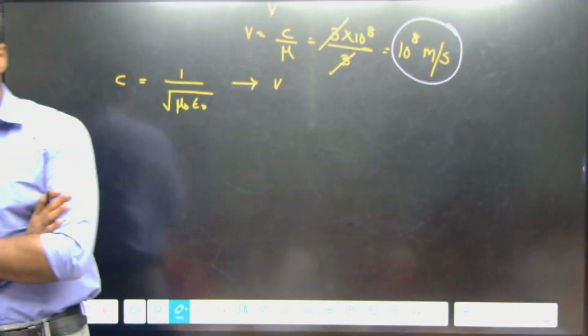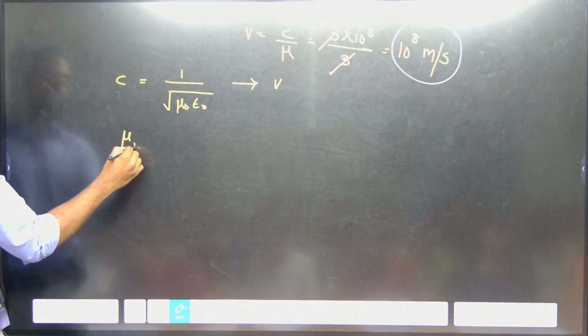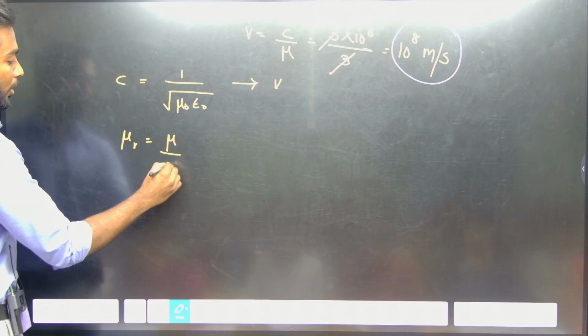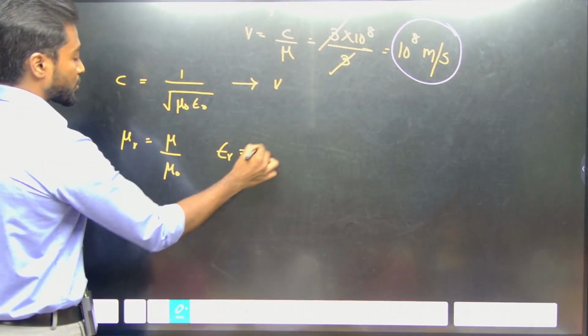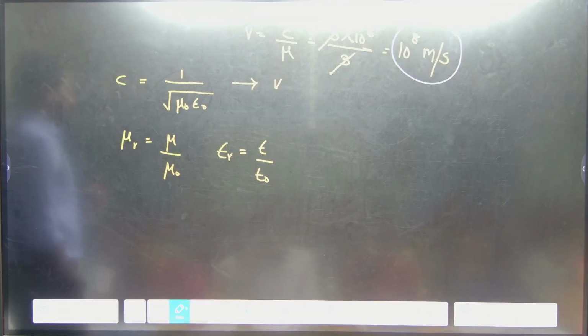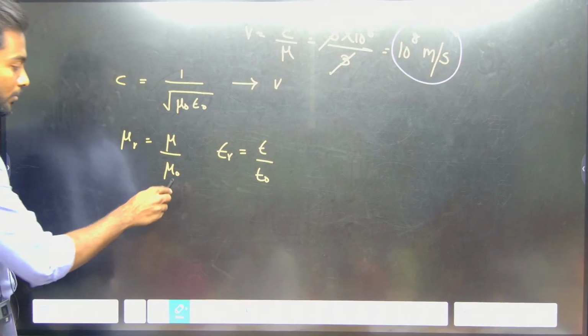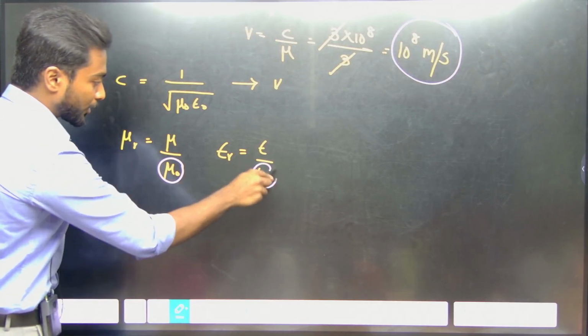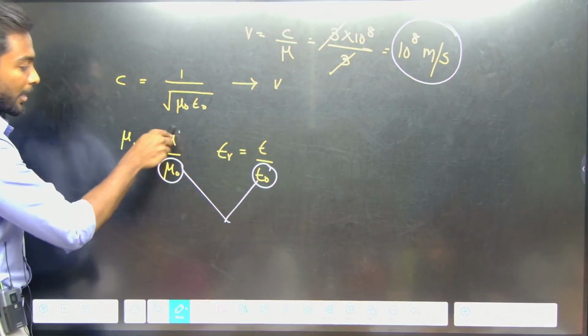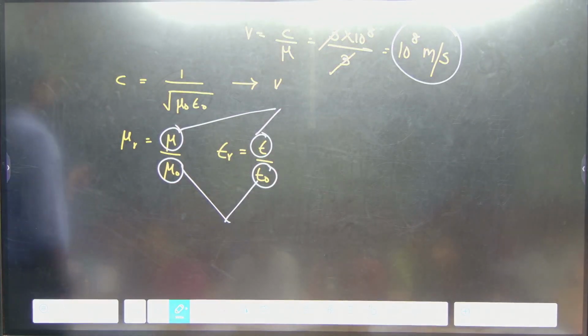Mu r is equal to mu by mu naught, and epsilon r is equal to epsilon by epsilon naught. Okay, this is the relation with relative permeability and permittivity. In this, mu naught and epsilon naught we are talking about in terms of vacuum, and mu and epsilon we are talking about in terms of any medium, okay, any medium.